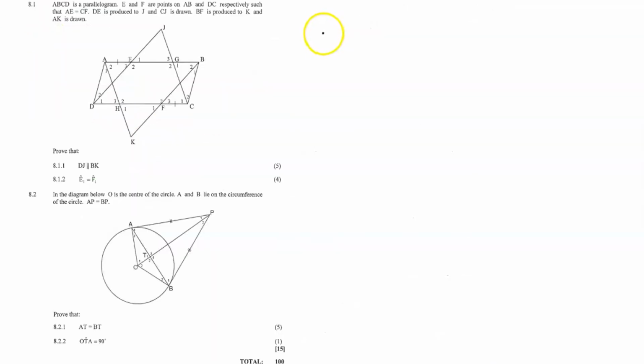And now we go to question 8. ABCD is a parallelogram. E and F are points on AB. This is E and this is F. They are points on AB and DC respectively such that AE is equal to CF. As you can see, AE is equal to CF. DE is produced to J, so DE is drawn and it goes to that point which is J, and then CJ is drawn. And then BF is produced to K, and AK is drawn.